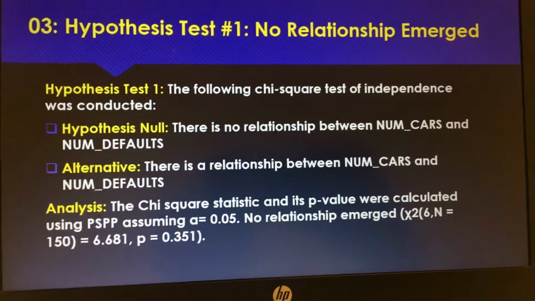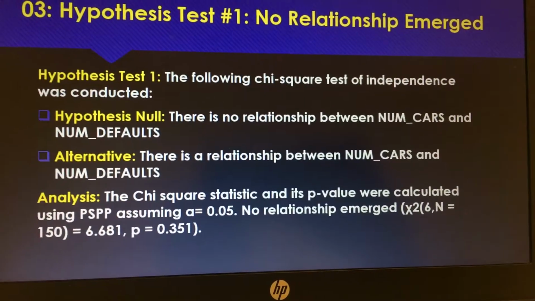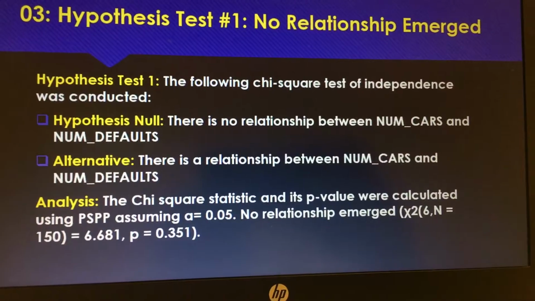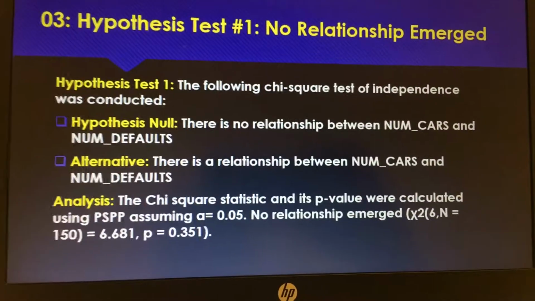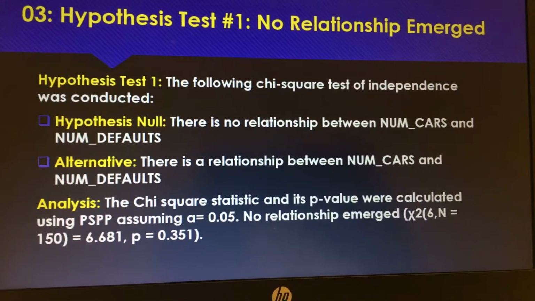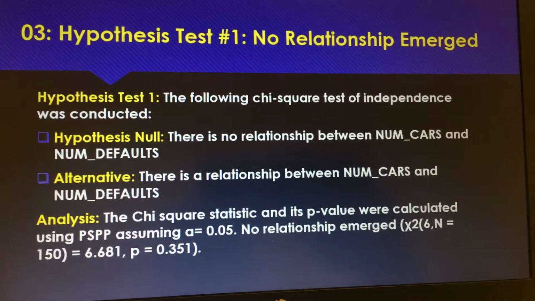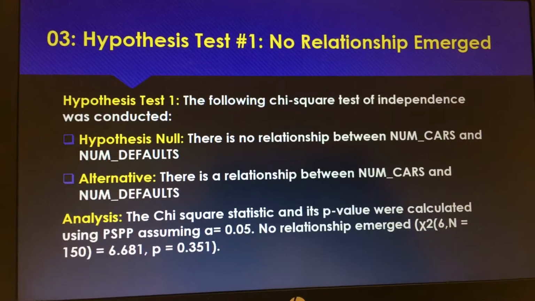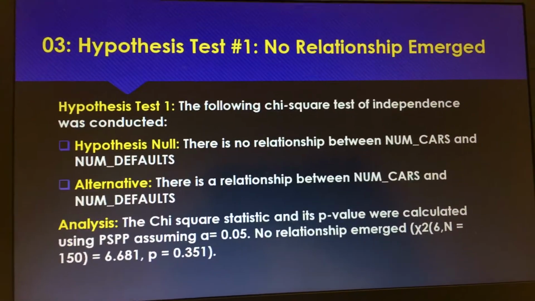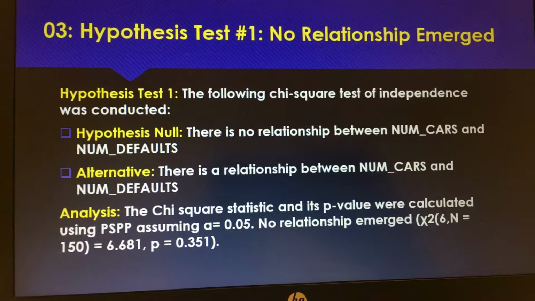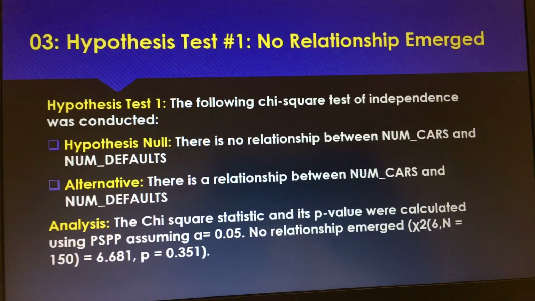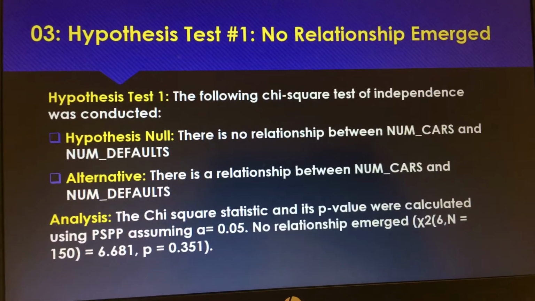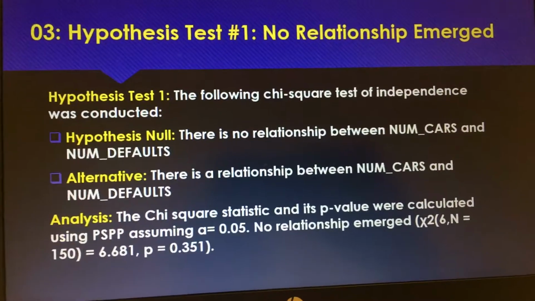And then we had a chi-square of 6.681 with a p-value of 0.351. So no significant relationship emerged, given our significance level of 0.05. The relationship here is quite weak, and therefore we failed to reject the null.